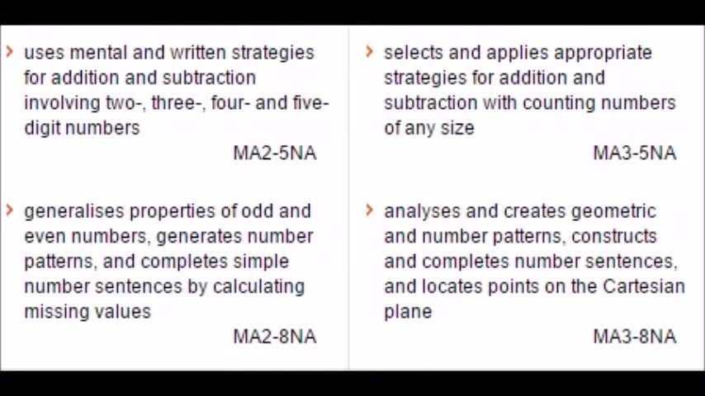The algebra outcomes that my activities will focus around are: for stage 2, uses mental and written strategies for addition and subtraction involving 2, 3, 4 and 5 digit numbers, and for stage 3 selects and applies appropriate strategies for addition and subtraction with counting numbers of any size, and also generalizes properties of odd and even numbers, generates number patterns and completes simple number sentences by calculating missing values, and for stage 3 analyzes and creates geometric and number patterns, constructs and completes number sentences, and locates points on the Cartesian plane.